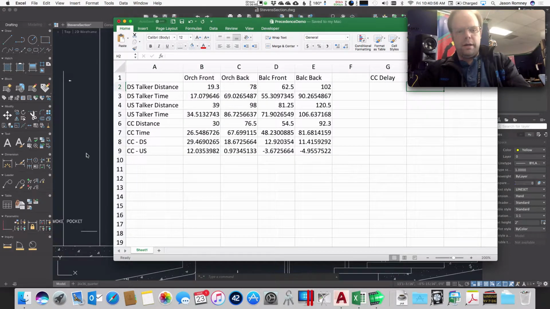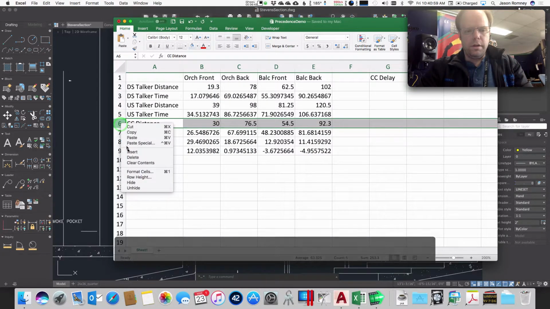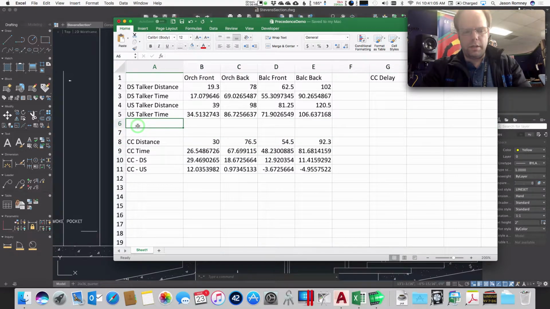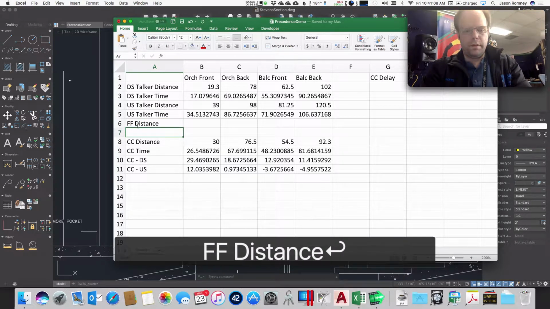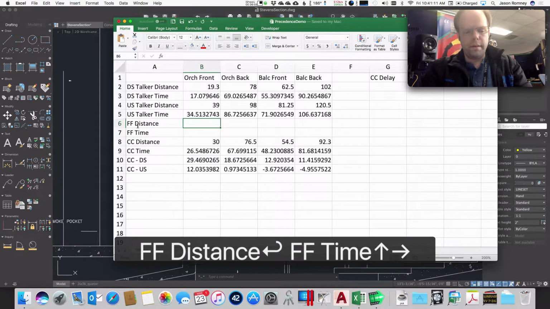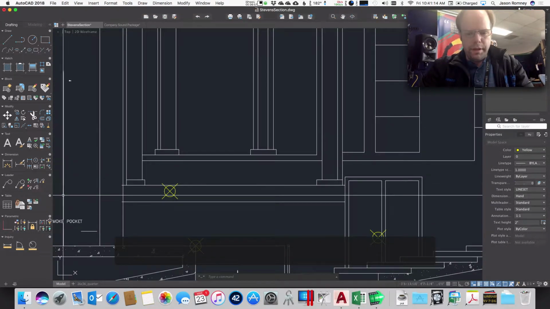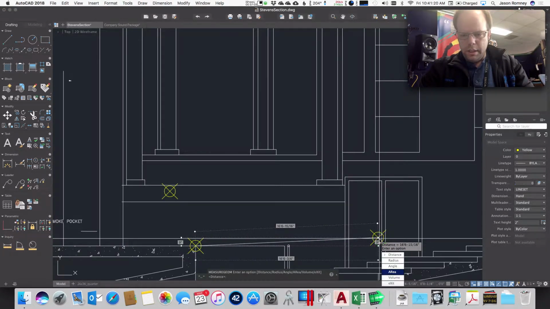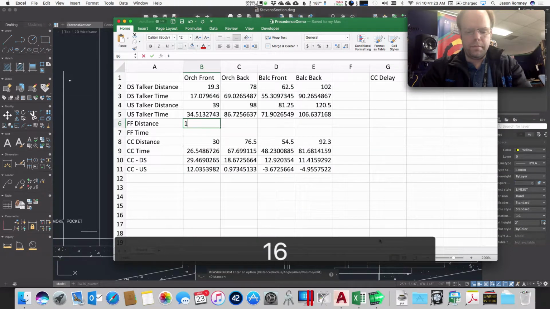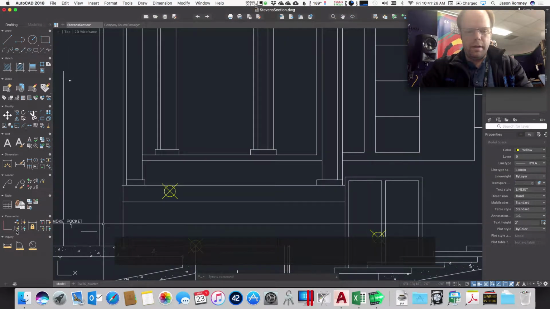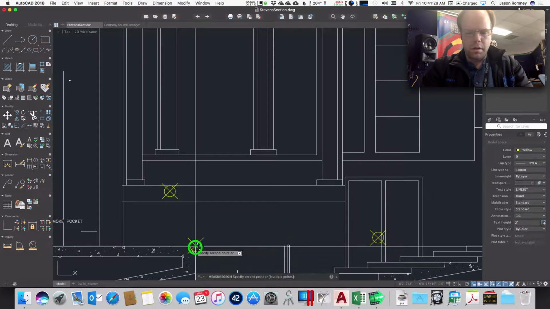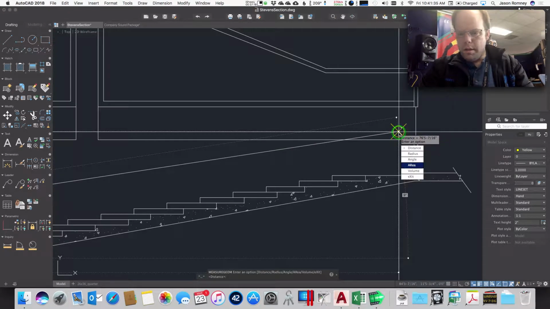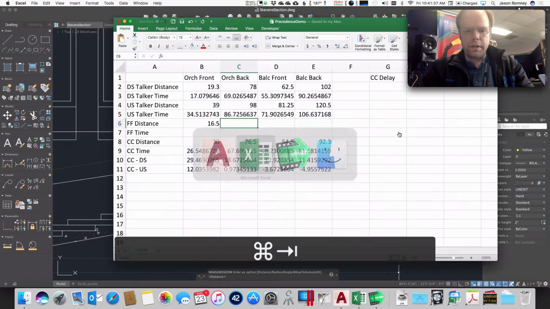All right, so I'm now going to insert a new thing. This will be my front fill distance and my front fill time. So my newfangled front fill loudspeakers are going to be 16.5 feet away from the front row, and they will be 76.5 feet away from the back row.